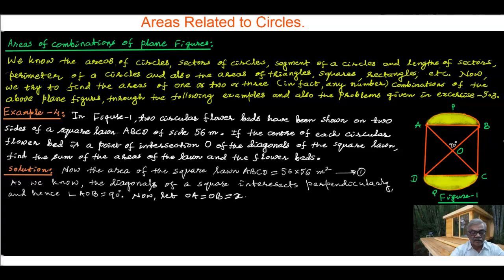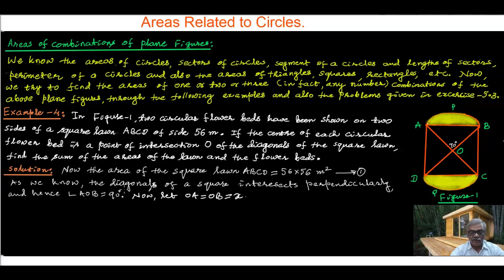Now the area of the square lawn ABCD: the square's side is 56 meters, and therefore the area is equal to 56 into 56 square meters. So we will call it equation 1.